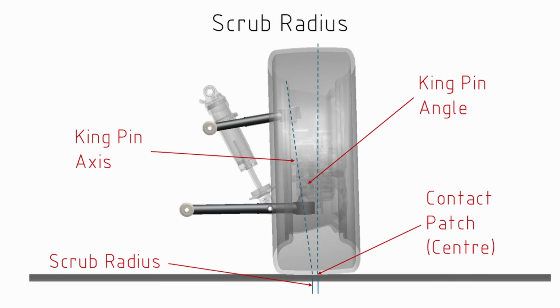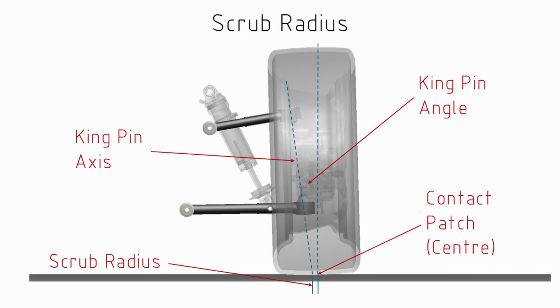Now, this diagram shows what we mean by a scrub radius. We take one line that runs through the contact patch center of the tire, and normally we'll call that the center of the tire, and we take another line that passes through the ball joints, upper and lower ball joints of the upright.